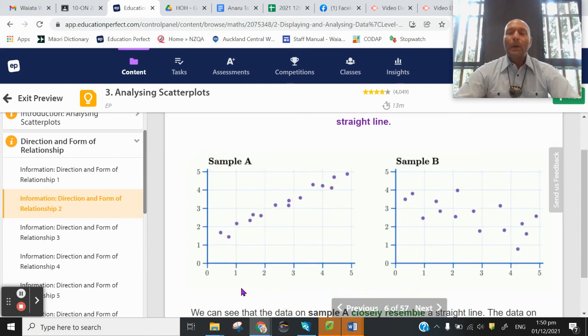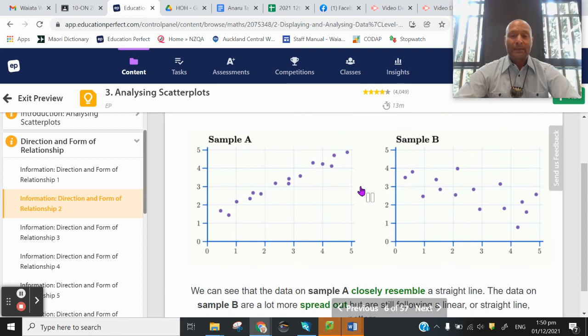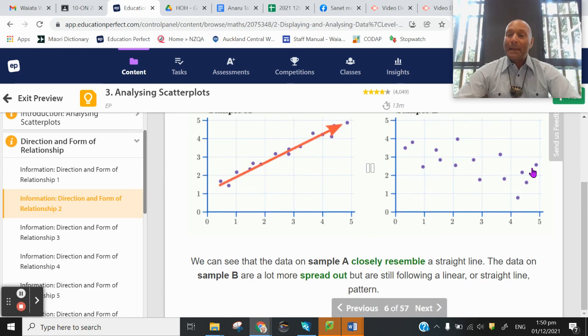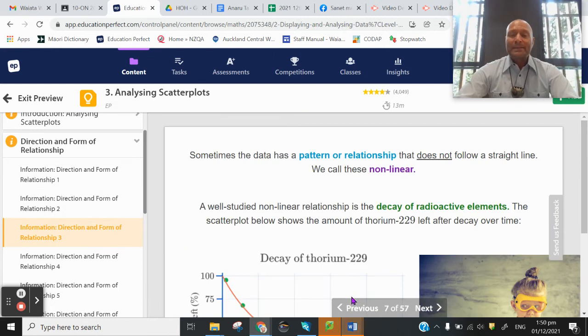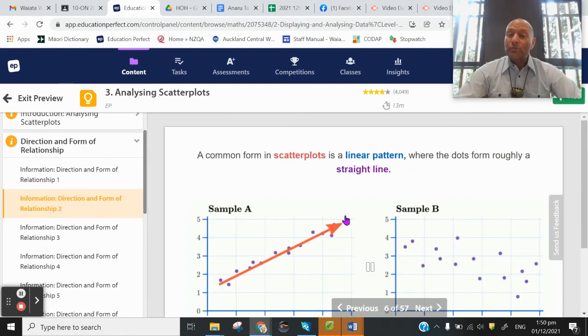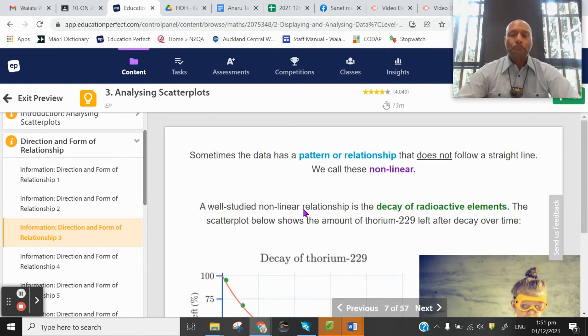First, we can see the data in sample A closely resembles a straight line, and the data in sample B is a little bit more spread out. So we can say sample A is a strong relationship because the data points very much follow a straight line, whereas sample B is moderate. Really close together, strong; a little farther apart, moderate; if they're really far apart, we could say weak.